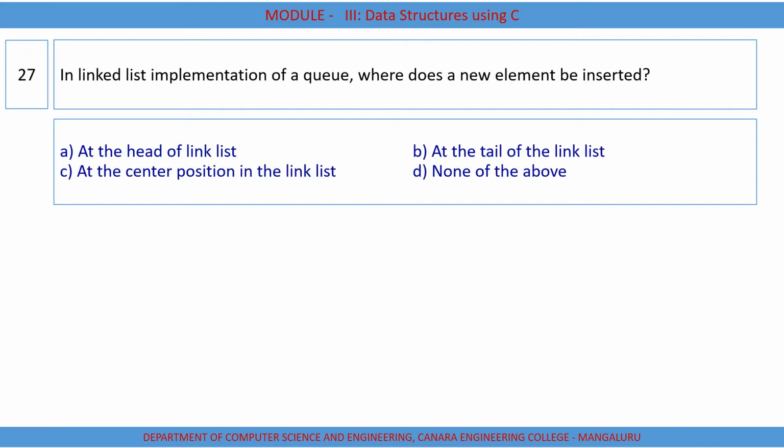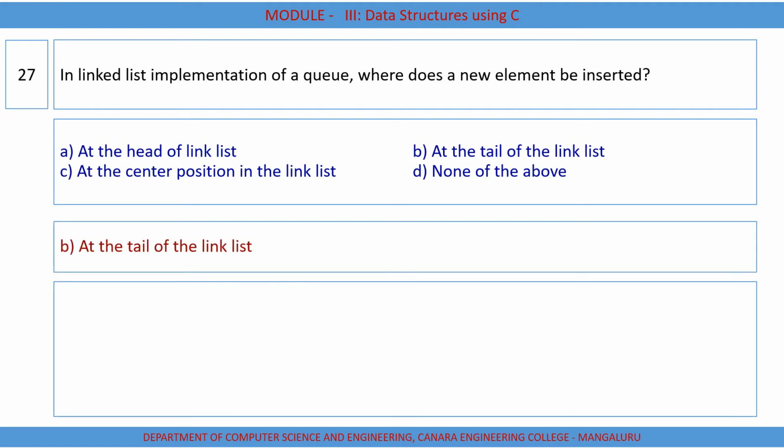In a linked list implementation of a queue, where do new elements get inserted? Options are at the head of the linked list, at the tail of the linked list, at the center position in the linked list, and none of the above. Out of four, the correct answer is at the tail of the linked list, that is B.